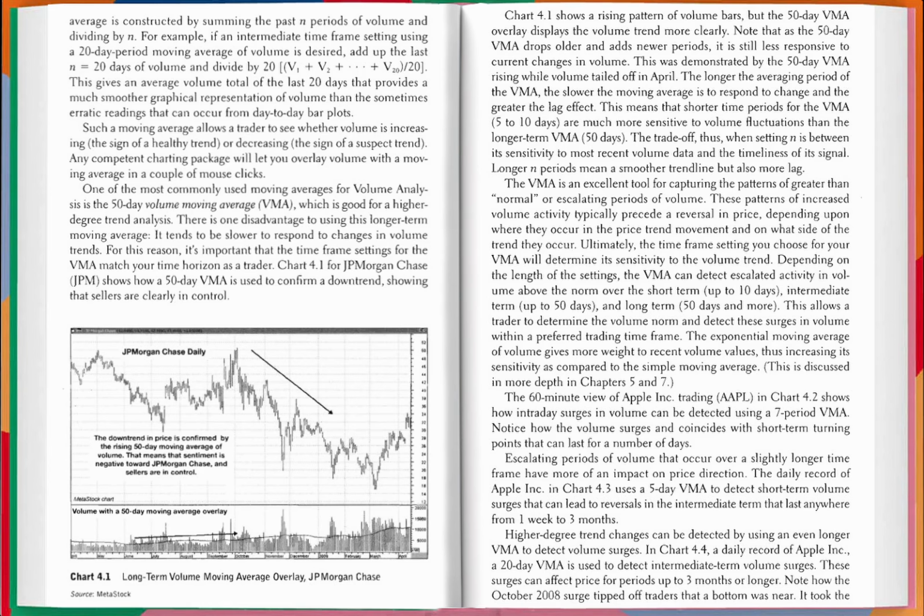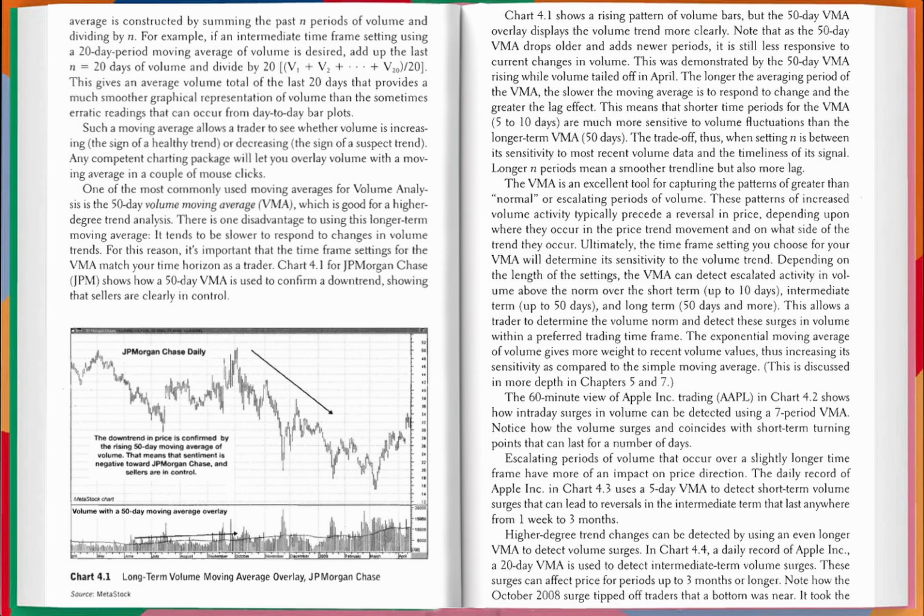Such a moving average allows a trader to see whether volume is increasing, the sign of a healthy trend, or decreasing, the sign of a suspect trend. Any competent charting package will let you overlay volume with a moving average in a couple of mouse clicks. One of the most commonly used moving averages for volume analysis is the 50-day volume moving average, VMA, which is good for a higher degree trend analysis. There is one disadvantage to using this longer-term moving average. It tends to be slower to respond to changes in volume trends. For this reason, it's important that the time frame settings for the VMA match your time horizon as a trader.